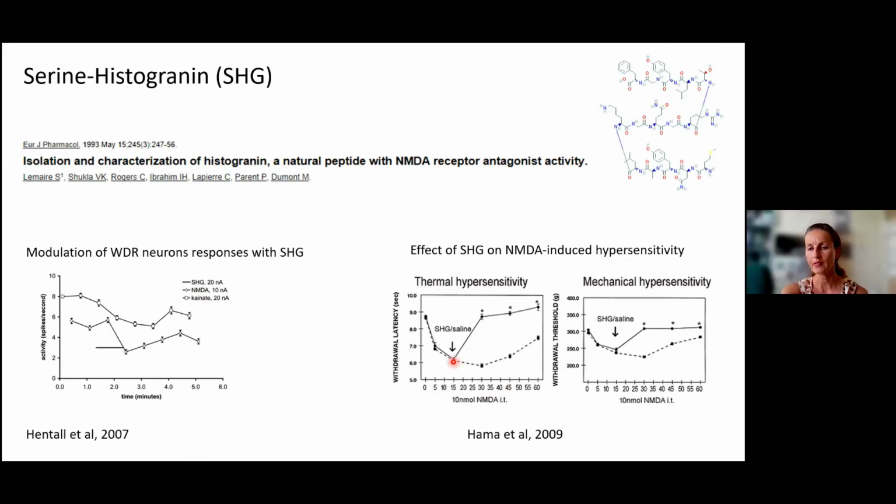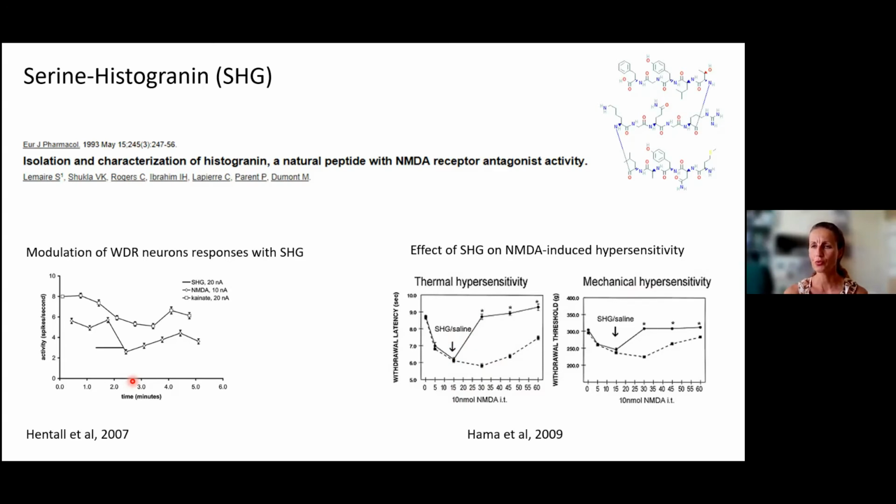Similarly, in assessing the behavioral response of the animals that were stimulated with the NMDA by intrathecal injection, followed by the injection of the SAG or saline, saline is the dashed line. The SAG is the solid line. So the injection of the SAG 15 minutes after the injection of the NMDA leads to blocking the effect of the NMDA, and the response of the animals gets back to the baseline basically.